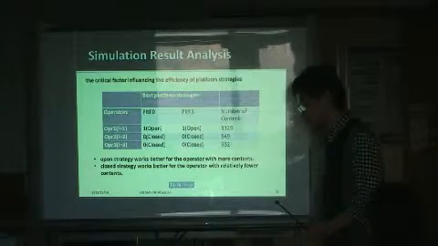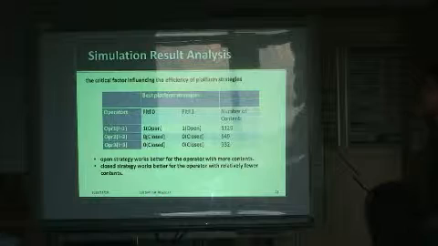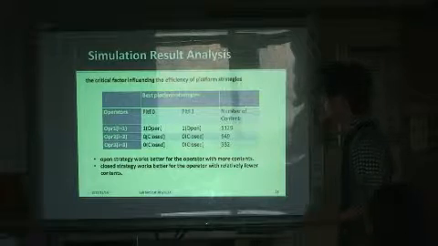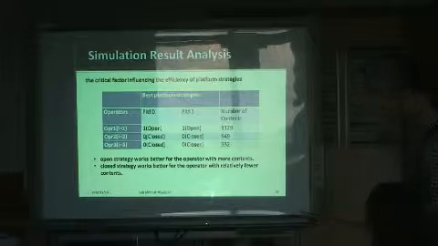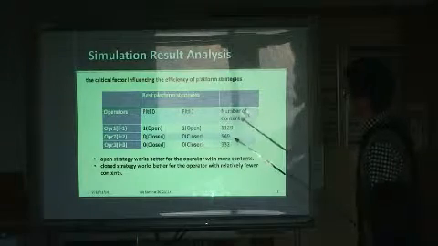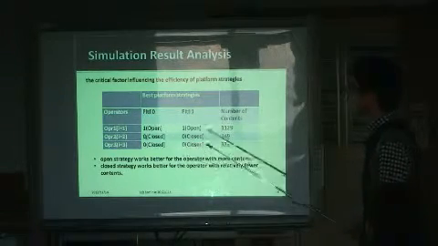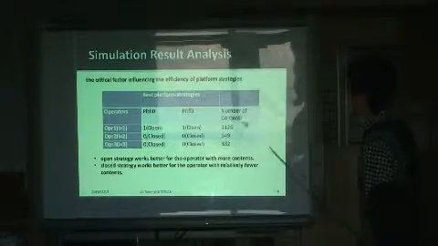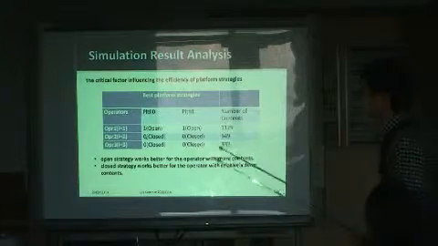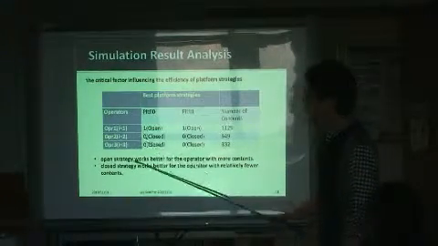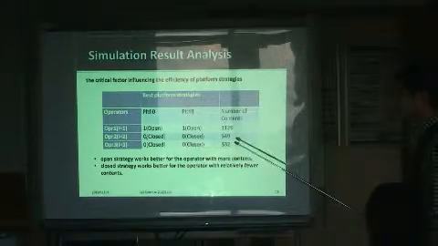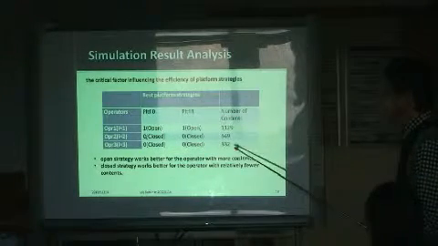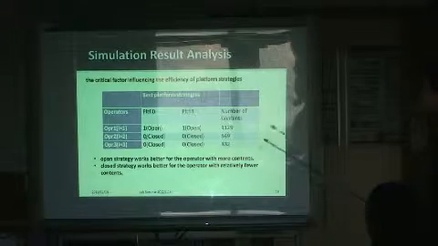And next, we'd like to consider the critical factors which influence the efficiency of the platform strategies. We summarized the best platform strategies by the operators. You can see that for operator 1, the open strategy is the best one, and the number of contents of the platform is about 1,829, while for operator 2 and operator 3, the closed strategy is the best choice, and they only have about 500 or fewer contents.